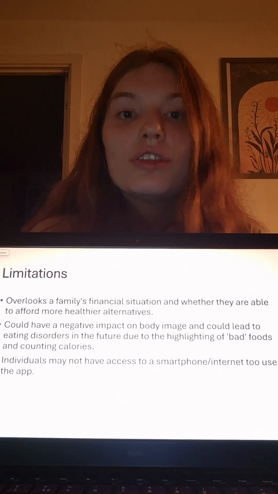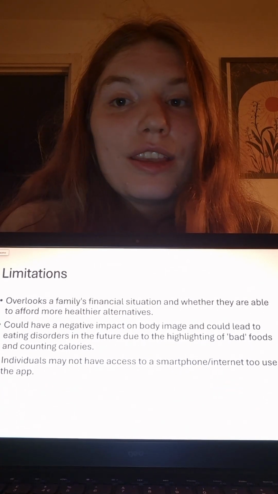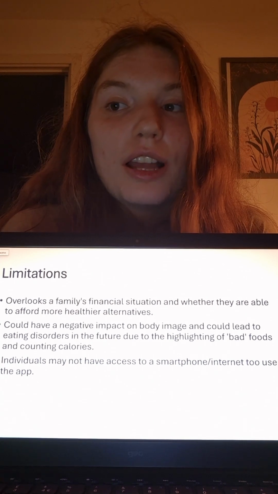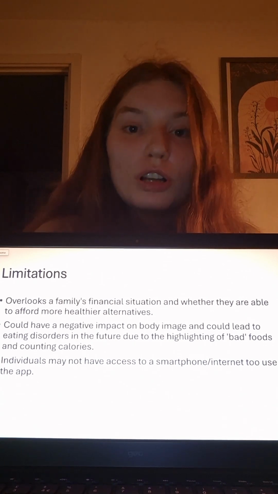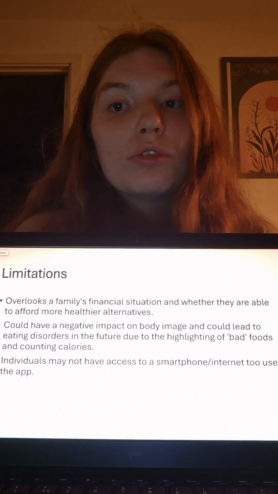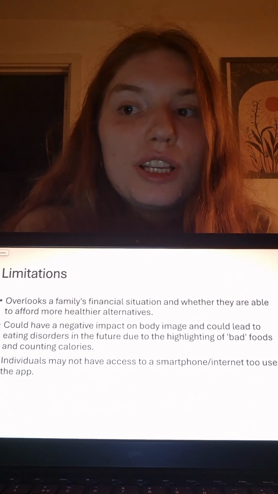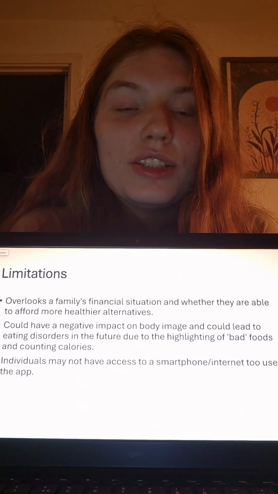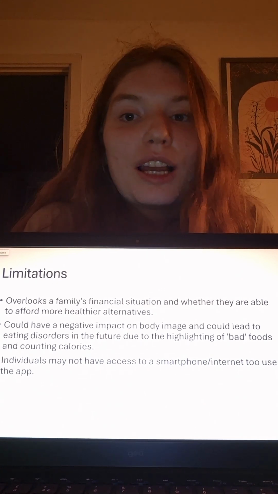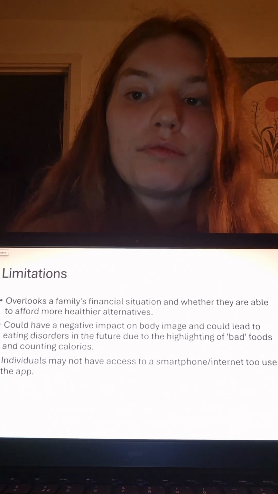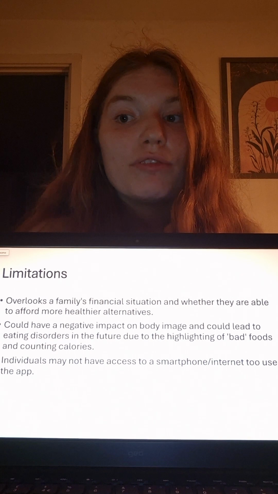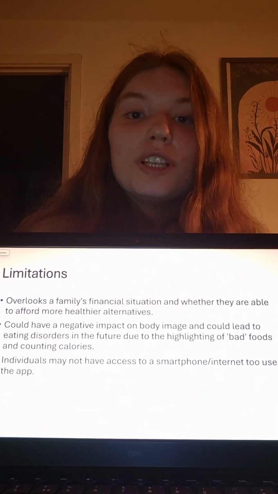The limitations: it overlooks a family's financial situation and whether they are able to afford healthier alternatives. The initiative can also have a negative impact on body image and can lead to eating disorders in future due to highlighting bad foods and counting calories, as well as individuals may not have access to smartphones or internet to use the app.